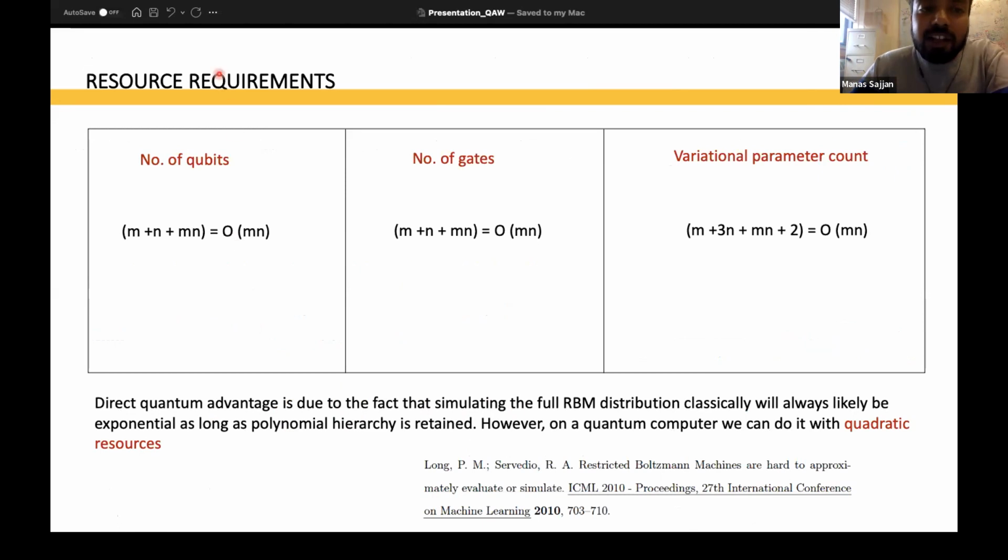And thus, the resource requirements of our algorithm happen to be this: we require m and n qubits to encode the two spin registers, as also m into n ancillas, because we also want to encode the interaction matrix elements Wij between m and n. And since there are m into n Wij elements, there will be m into n ancillas. The number of gates is also that, and the parameter count is also of the order of m into n. Thus, our algorithm is basically quadratic on all fronts.